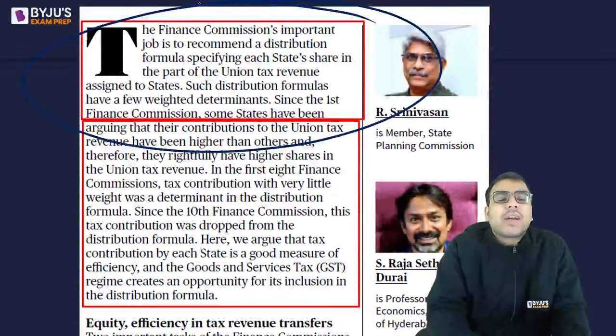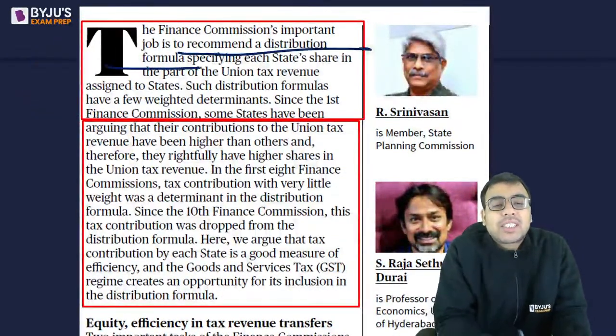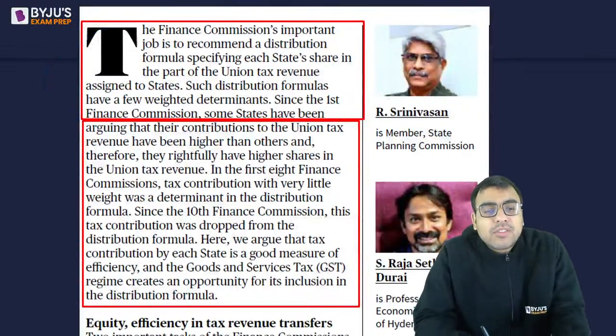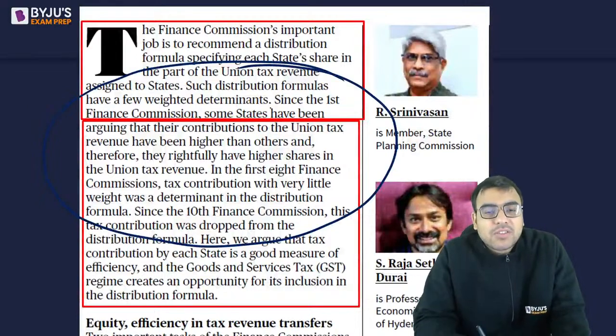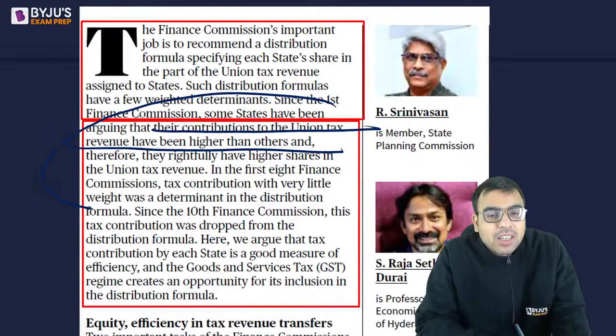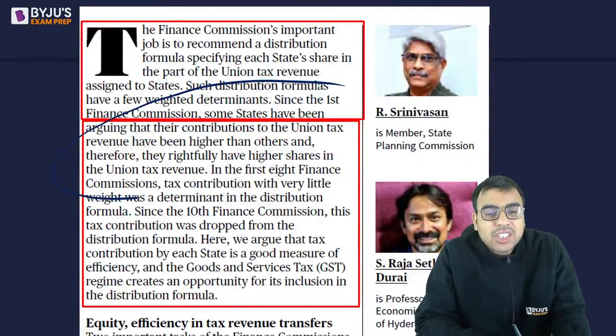So the author is talking about the finance commission job is to recommend a distribution formula specifying each state's share in the part of union tax revenue. Such distribution formulas have a weighted determinant. Since the first finance commission, some states have been arguing that their contribution to the union tax revenue has been higher than others, therefore they rightfully have a higher share in union taxes.